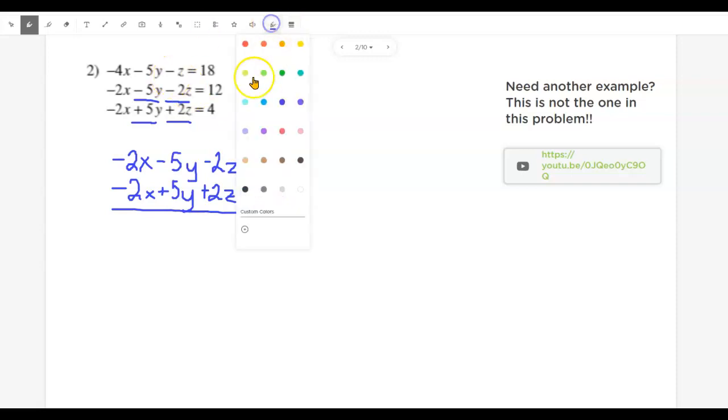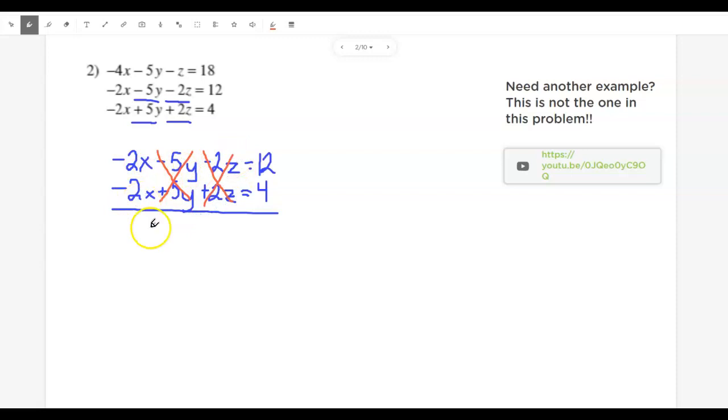When I go through to do this, again, that negative 5y and 5y cancel each other out. And negative 2z and 2z cancel each other out. They cancel because we're adding these two equations together. So I'm going to add negative 2x and negative 2x, which is negative 4x. And 12 plus 4 is 16.